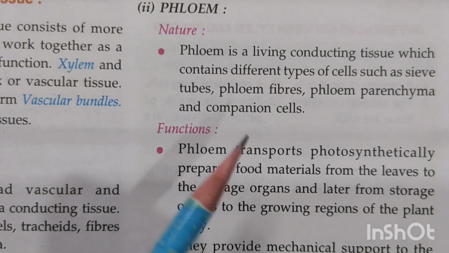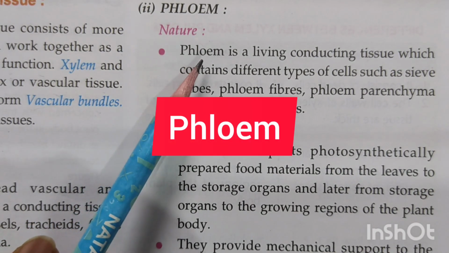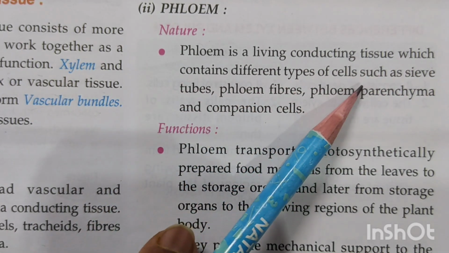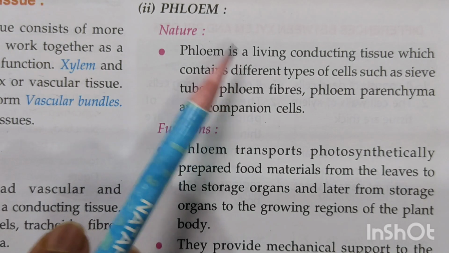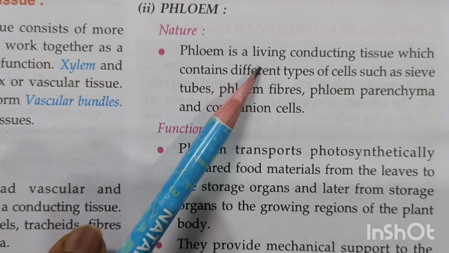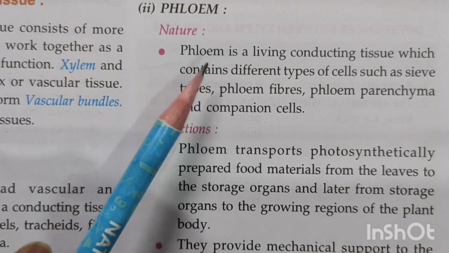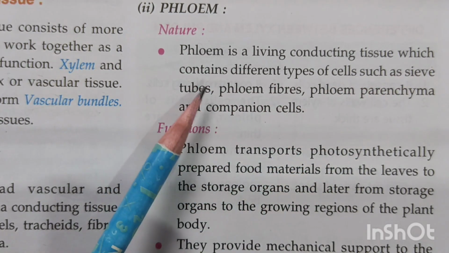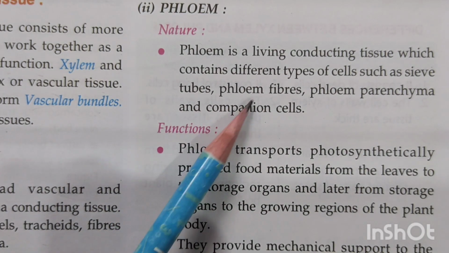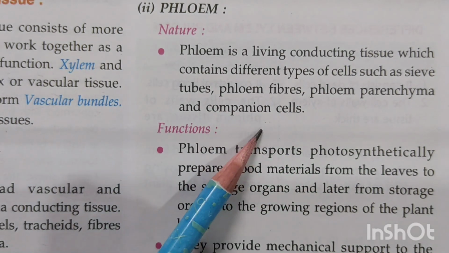Coming to the next vascular bundle tissue, that is known as the phloem. Now nature, it is a living conducting tissue which contains different types of cells. Now phloem is basically, because most of the cells in phloem are living, so we broadly say that it is a living tissue. But even some cells of phloem are, children, dead. That differentiation you will be learning in the next class. Now this contains different types of cells. Now the names of the cells are, children, sieve tubes, phloem fibers, phloem parenchyma and the companion cells. Now this also contains four different types of cells.